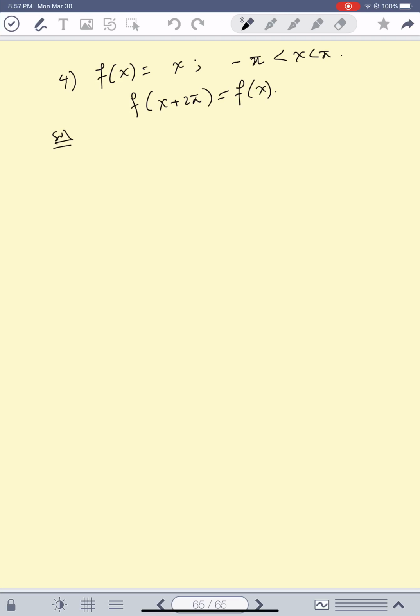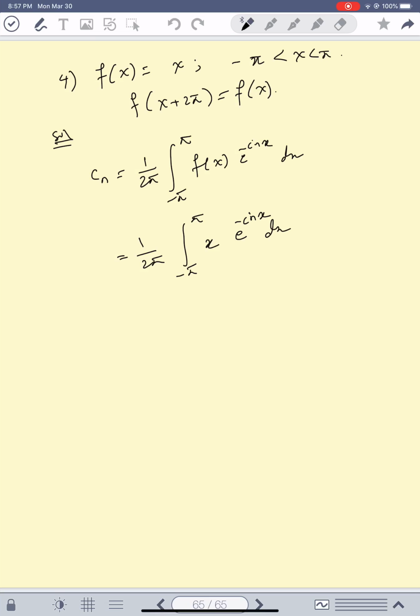So if we want to find the complex Fourier series for this function, how do we do it? We just find the Cn. And again, the Cn formula is this. You replace f of x by x. And now this is an integral that we need to do using integration by parts. So if we do the integration by parts, the u is x, the dv is e to the minus inx.